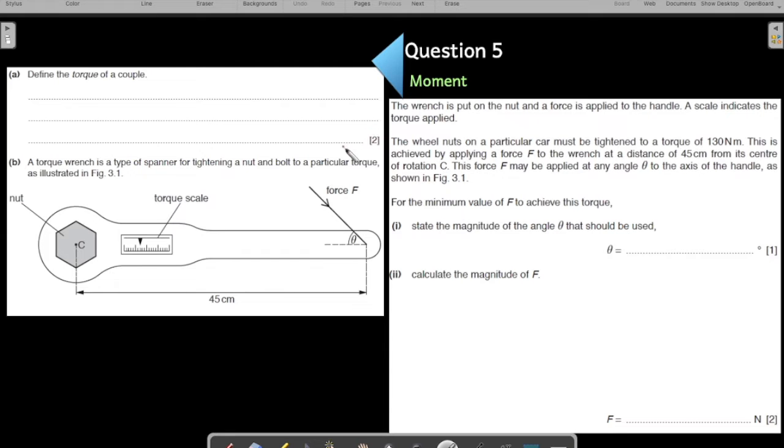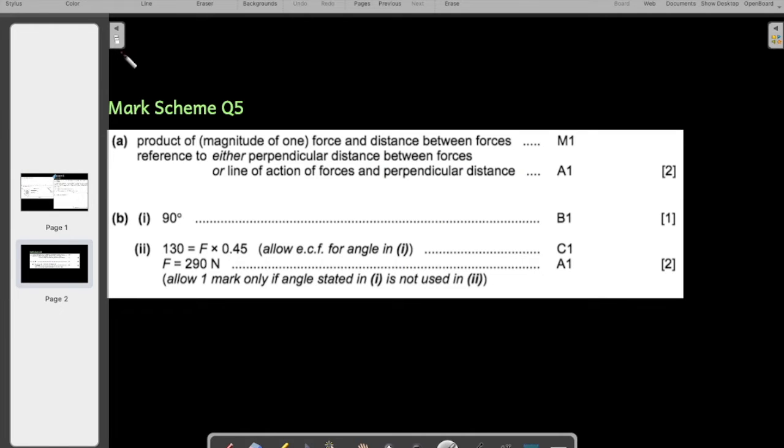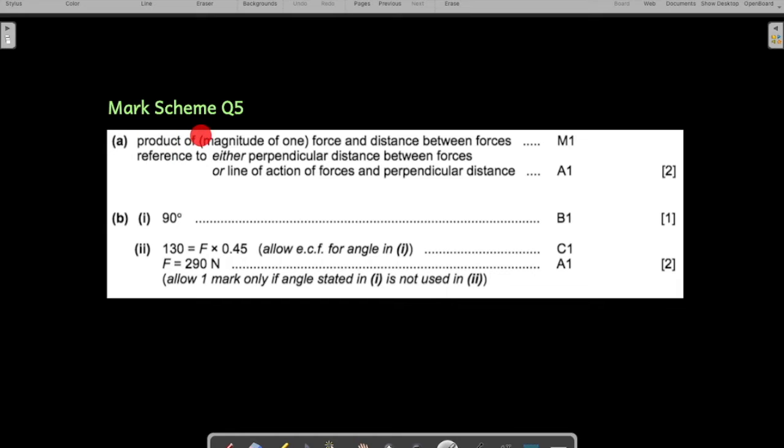So that means Cambridge has a set standard of what they expect the students to write for this answer. So if Cambridge is repeating this question again and again, why not make an effort, make a note of it and understand how to write what Cambridge expects us to write. So simple. It is the product of the magnitude of one of the forces and the distance between the forces. If you're just writing the distance between the forces, you get 1 mark. If you see it's written M1, M1 means you get just 1 mark.